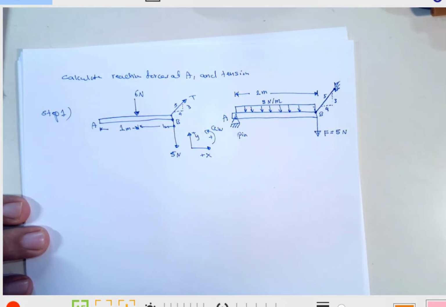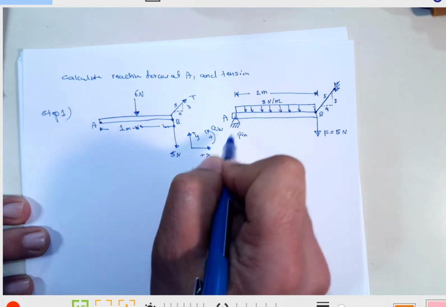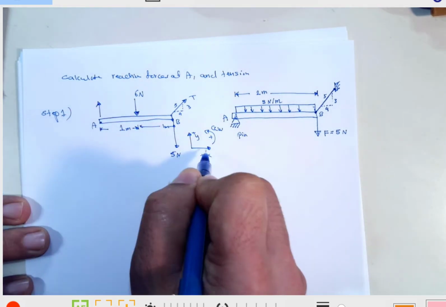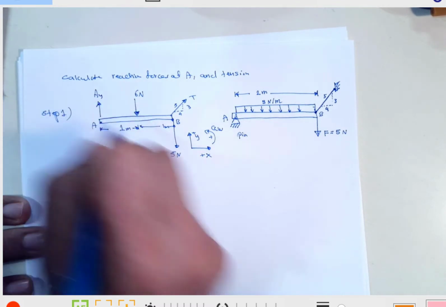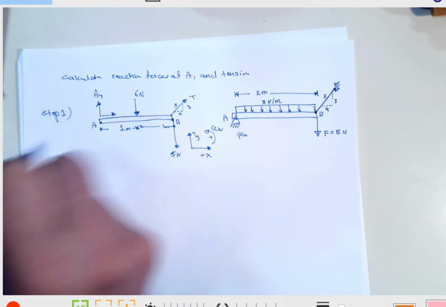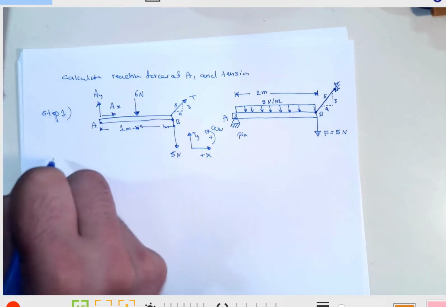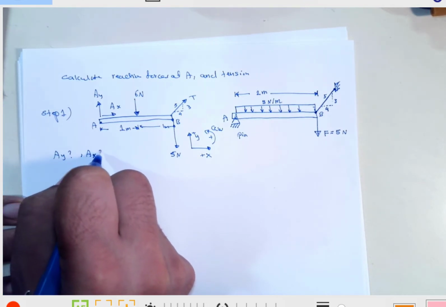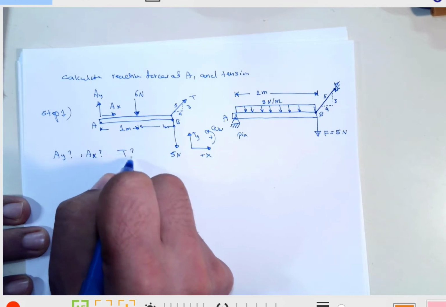Now we have unknown, also reaction force. This is a pin. We have 2 forces. I choose them to follow my choices of the coordinate system, AY and AX. So the unknowns are AY, AX, and also the tension.